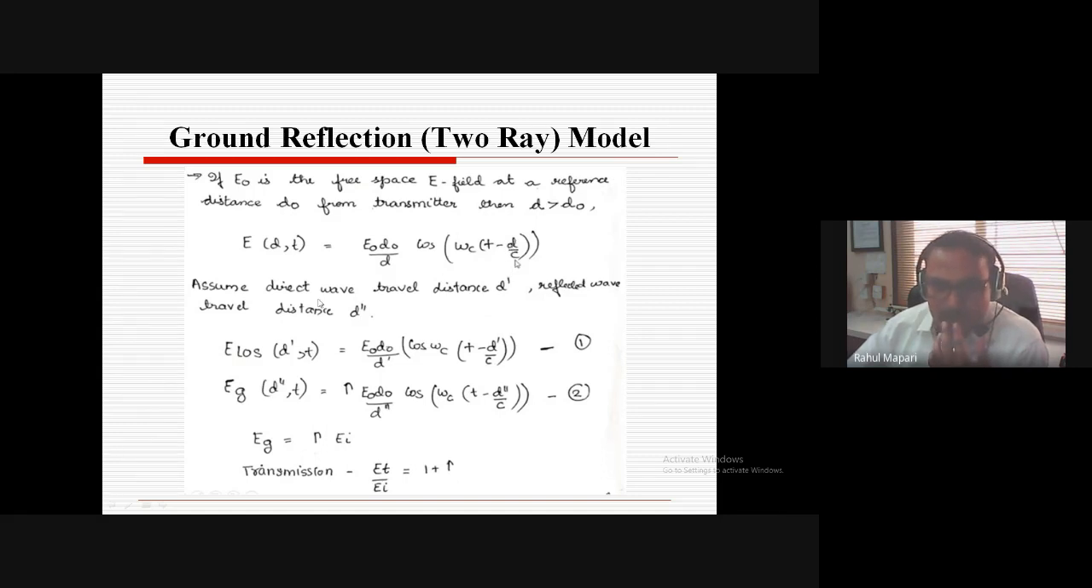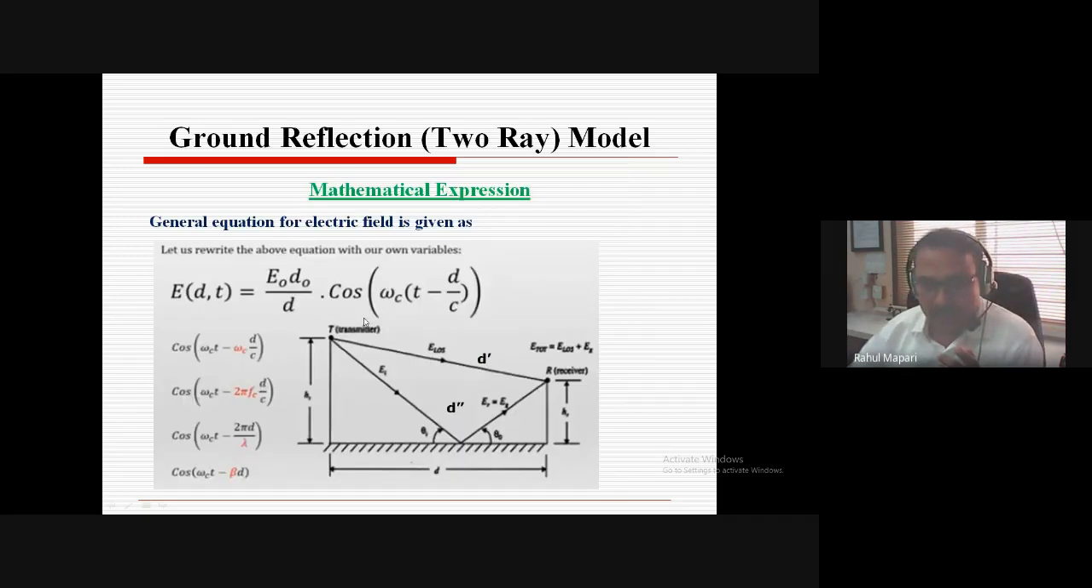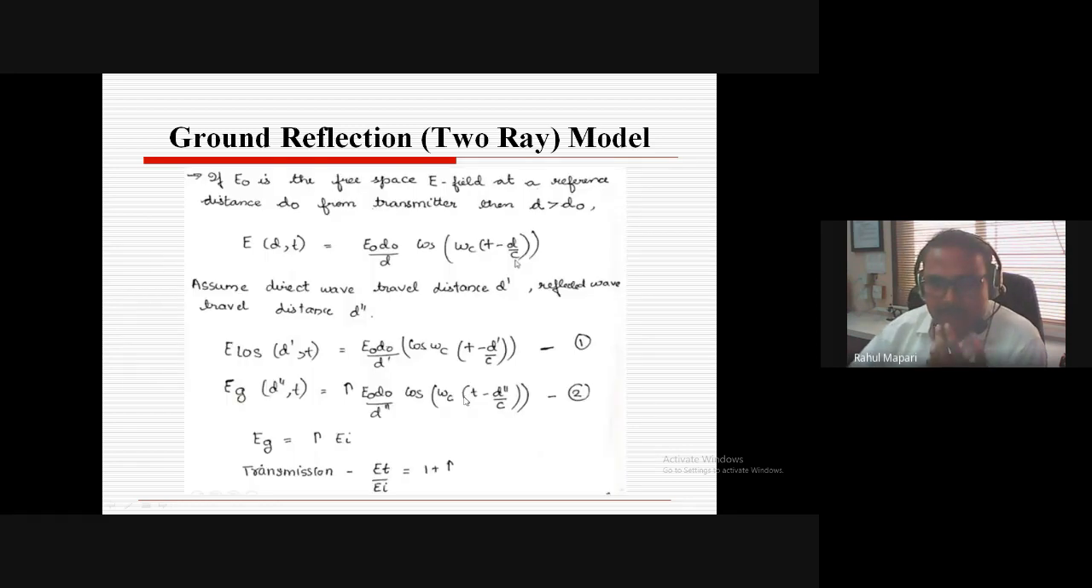So the direct wave travels a distance D dash, we know line of sight means the direct transmission, and the reflected wave travels the distance D double dash. So here only the replacement of D is needed. For the line of sight electric field, instead of D it is D dash. E(D dash, t) is equal to E0 D0 upon D dash cos of (omega C T minus D dash upon C). Call it equation number one.